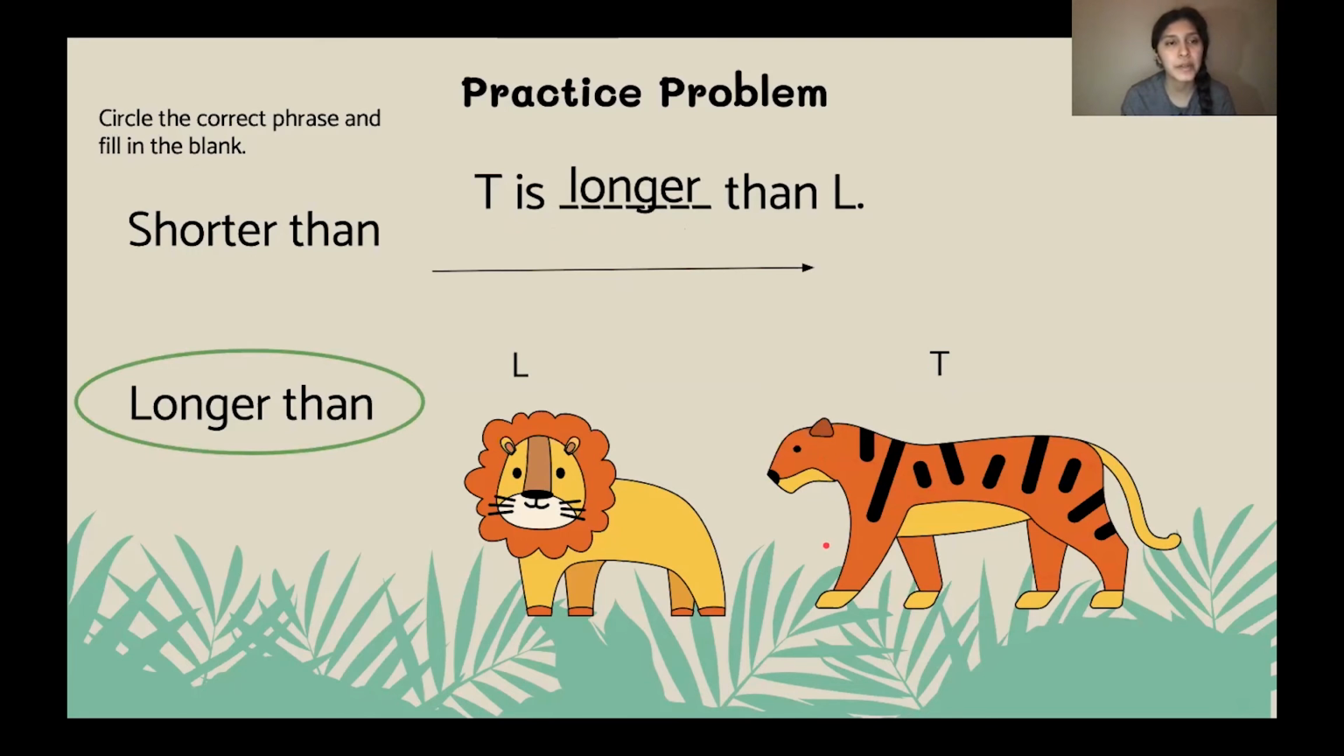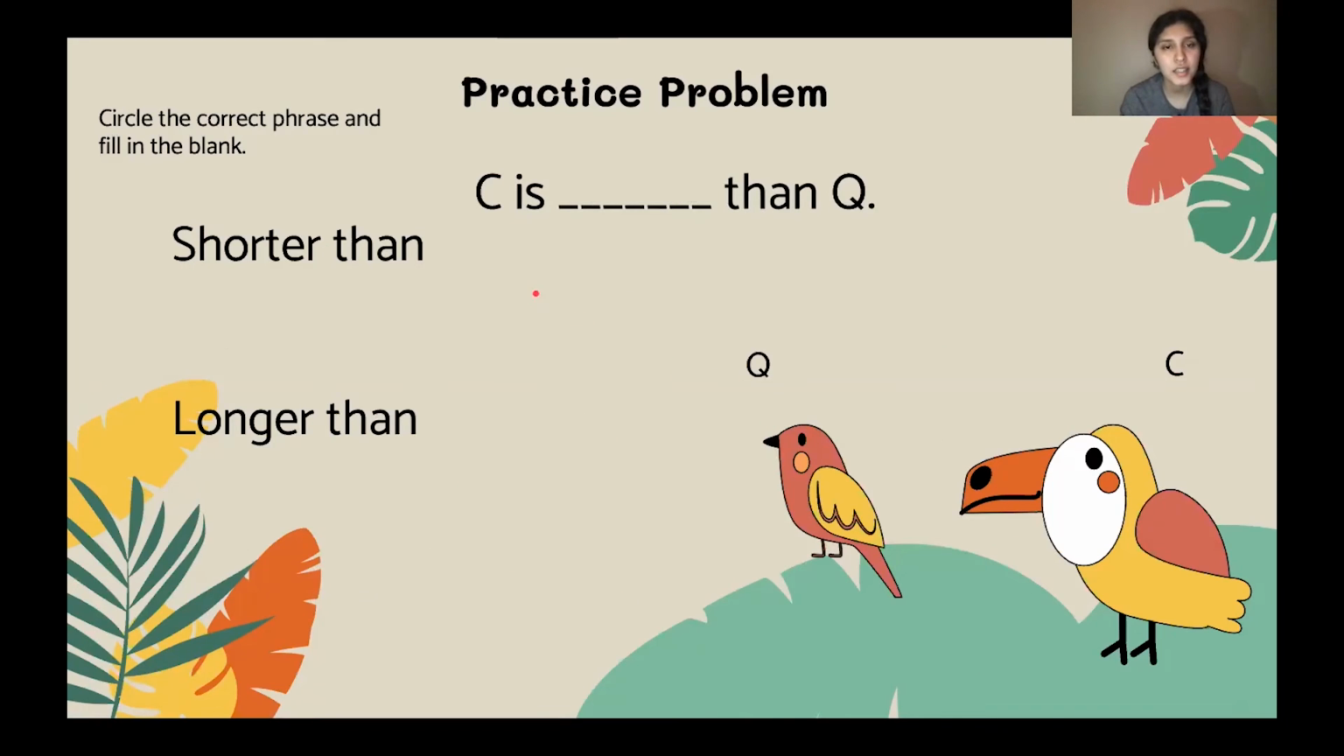Okay, let's keep going. It says C is then Q. Here's Q, this little bird, and here's C, this bird right here. The pink bird is Q, and the yellow one is C. Well, they both have yellow and pink, but this one has more yellow and this one has more pink. So you're going to circle if it's shorter than or longer than. Go ahead and we're going to do it from top to bottom or bottom to top.